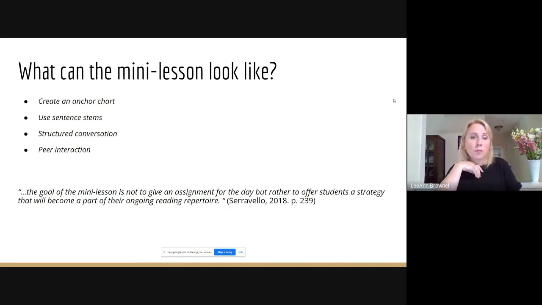So the goal of the mini lesson is not to give an assignment for the day, but it's about introducing students to a strategy that will become part of their reading repertoire. So as they're reading, they have strategies that they can pull from to support their understanding or to support their writing.